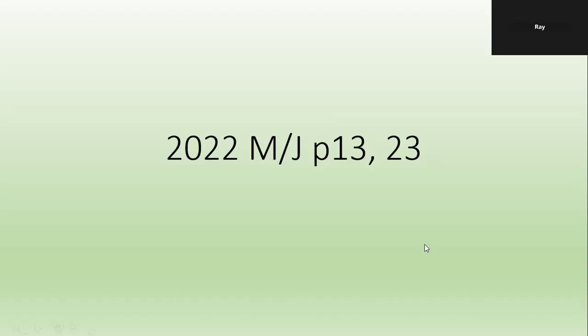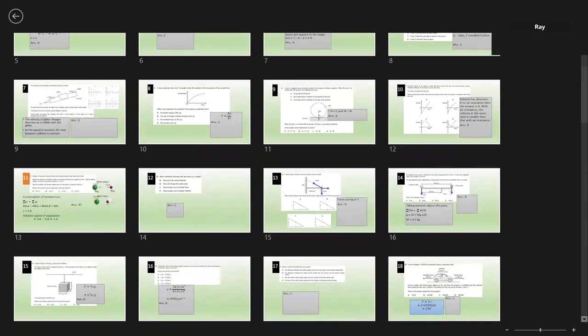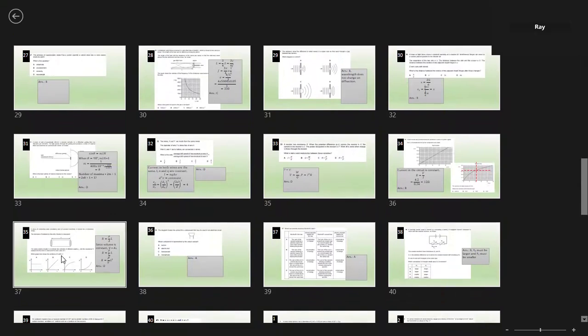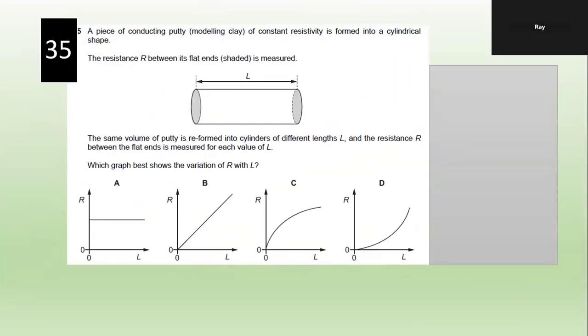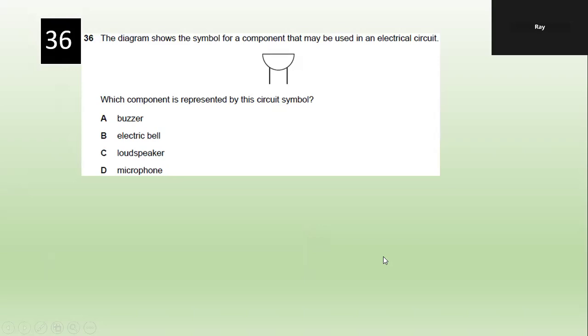Okay, 2022 May, June, paper 13 and 23. We are now going to do electric current and DC circuit. Thirty-five. Are you happy with the answer or do you want me to explain further? So okay. How about this one? What's the answer?